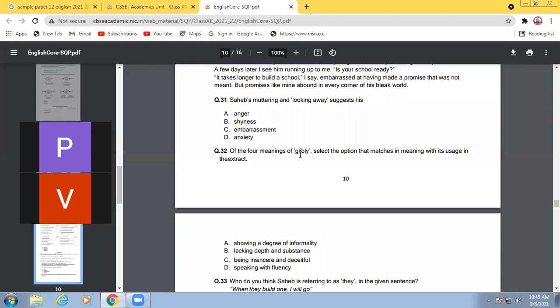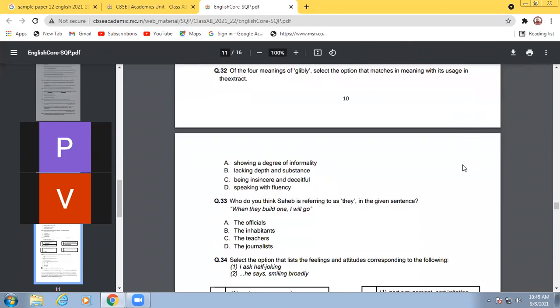Of the four meanings of the word, select the option that matches. Showing a degree of informality. Lacking depth and substance. Being insistent. Speaking with difference. So, what's the correct answer? Ability, one word which I told you people when doing the chapter: not being very serious. So, lacking depth and substance is the correct option. Okay? When you say something without actually realizing whether it is meaningful or not, when you're not very serious about something.